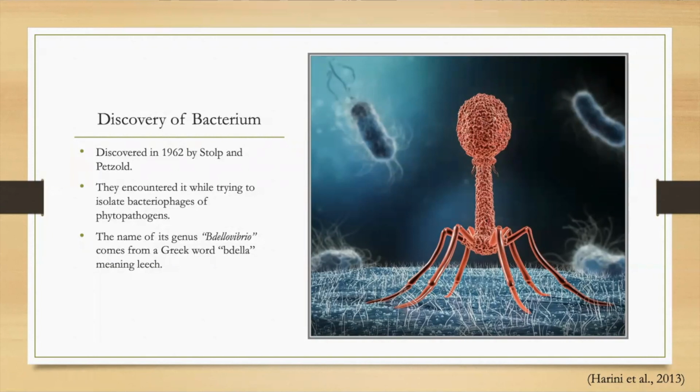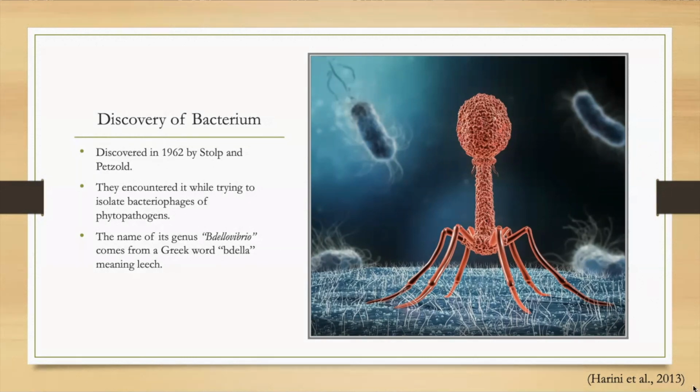Bdellovibrio was discovered by Stolp and Petzold in 1962, and the discovery was actually an accident. They encountered the bacterium when they were trying to isolate bacteriophages of phytopathogens from soil separation. Ever since, the bacterium has been studied, and the name of its genus, Bdellovibrio, is based on its lifestyle. It comes from a Greek word, bdella, meaning leech, and I will discuss its lifestyle on the upcoming slides.